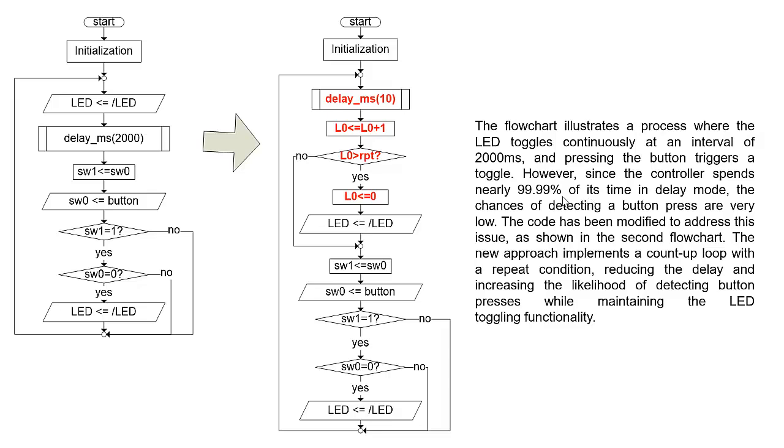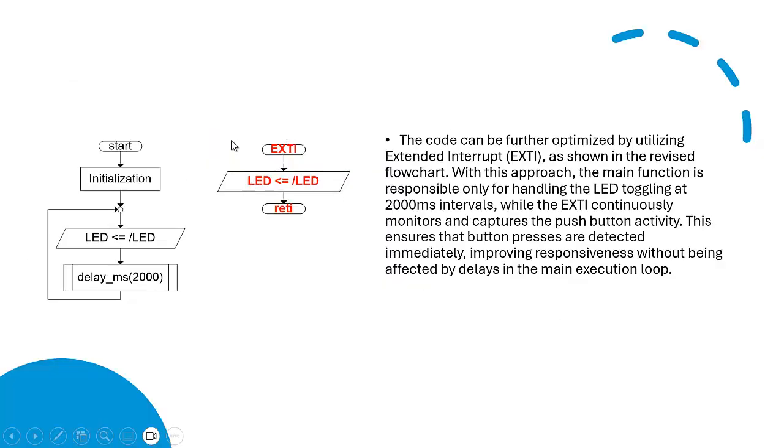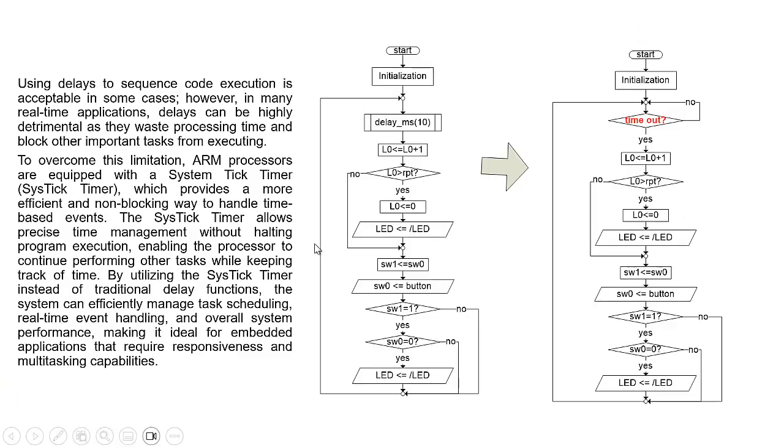Next, the same problem can also be solved by using the external interrupt. The main loop just spends time on the time delay and so on. Whenever it is interrupted, because the external interrupt has higher priority compared to the normal code in the main, the interrupt code will be executed. So this is a solution using the interrupt.